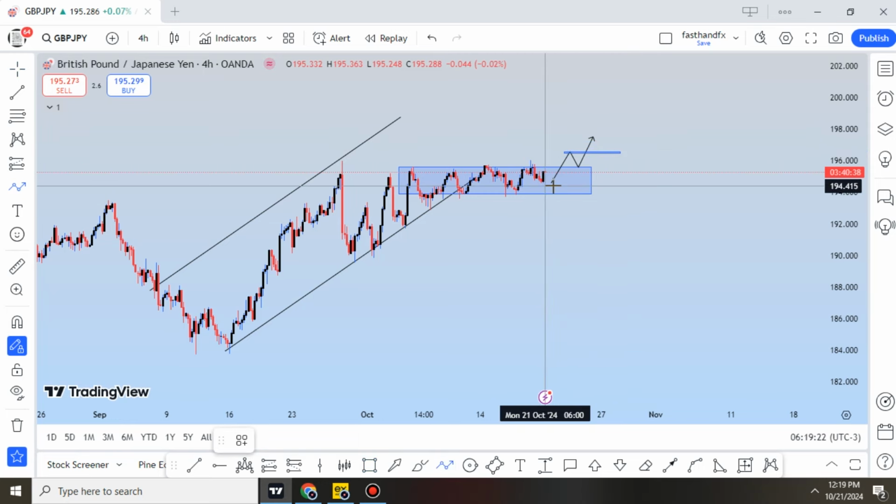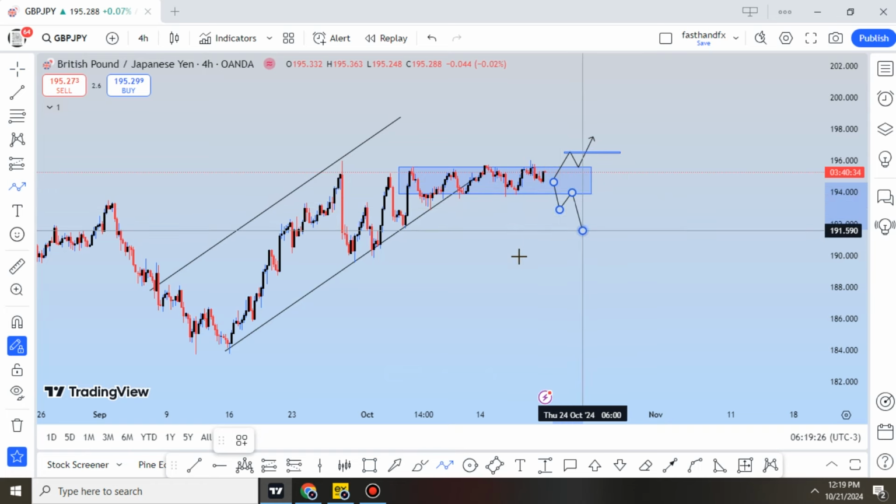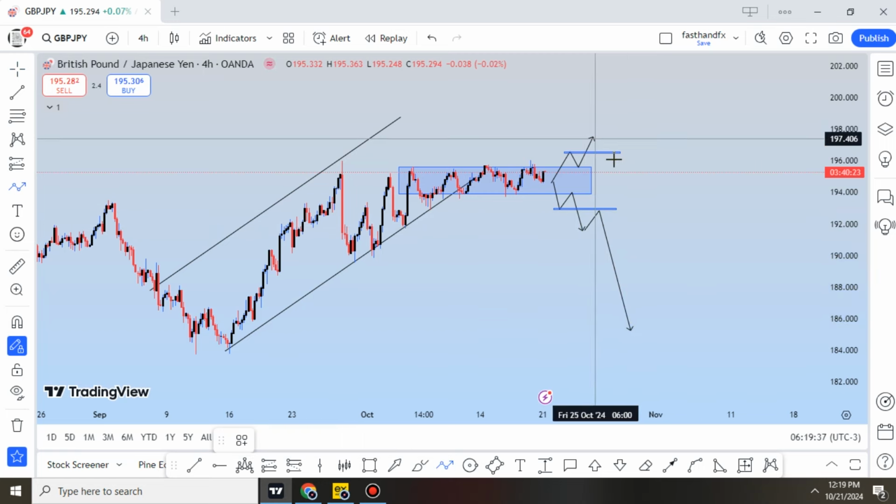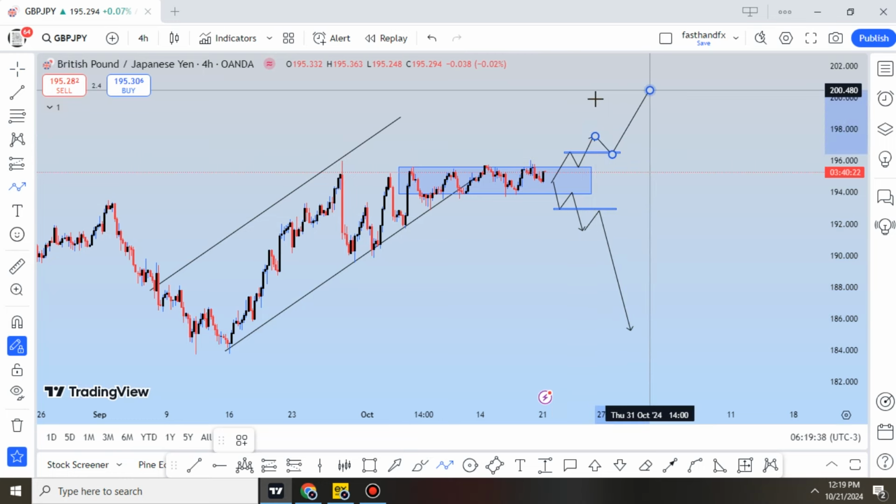buys. At the same time, if it does this, breaks out, goes back for a retest, then takes out this low, something like this, then that will be a confirmation for sales. So as usual, just anticipate a correction, go in for your sales, correction, go in for your buys, right?